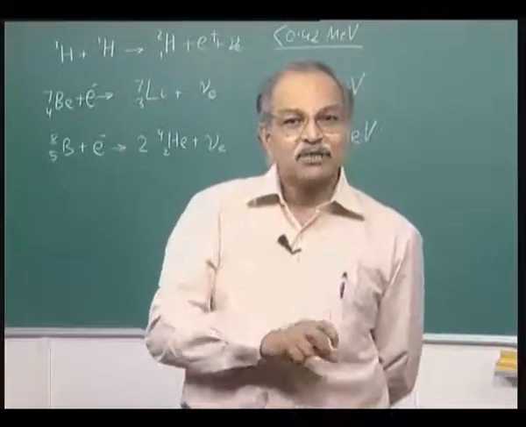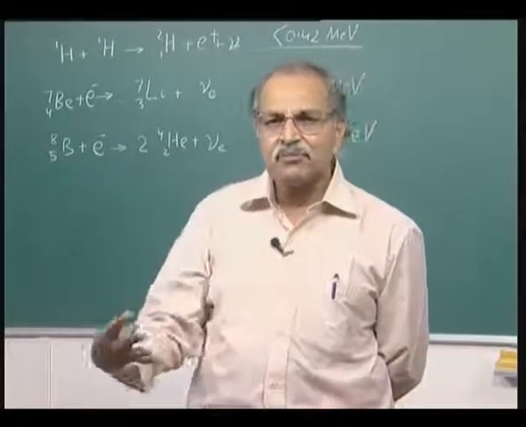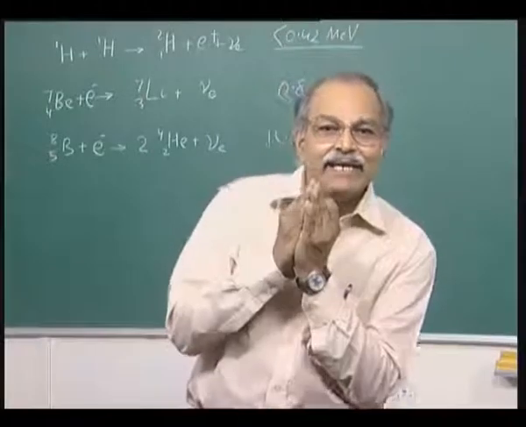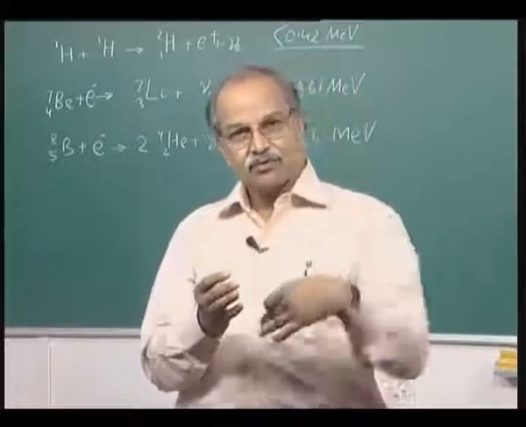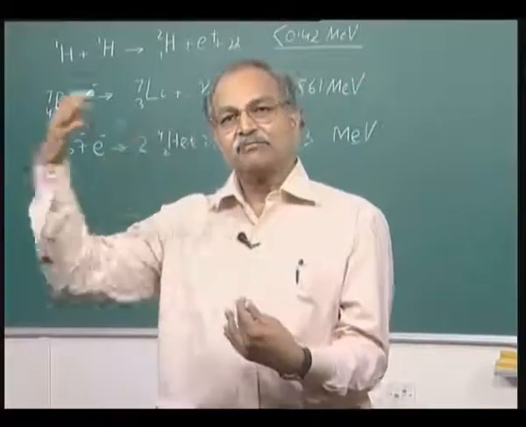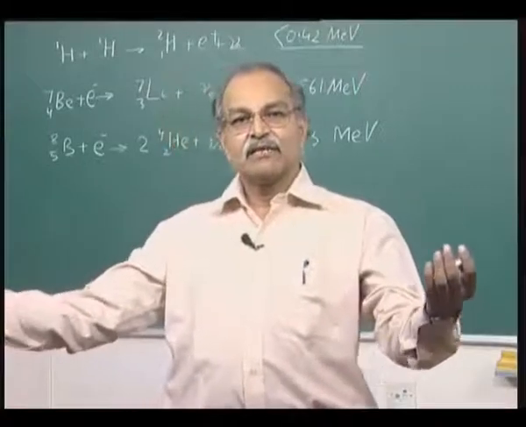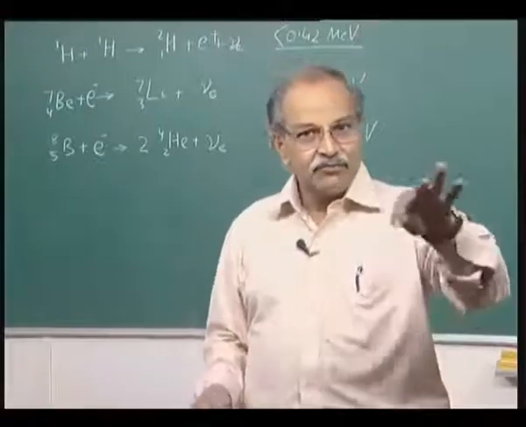The observed number was only 1/3 of that. After that, several more experiments were done, like the gallium based detector, where gallium will absorb this neutrino and will make germanium. Then there were Kamiokande and Super-Kamiokande, where the scheme was different.